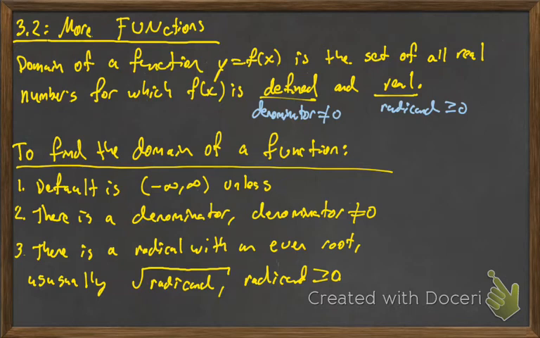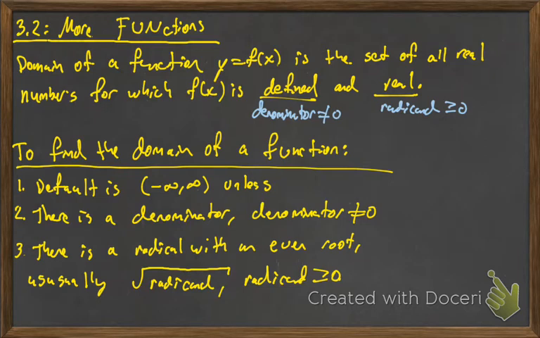So the domain of a function y equals f of x is the set of all real numbers for which f of x is defined, which for us means the denominator is not 0, and real, so we're not going to get any complex numbers. So that's going to be the radicand, the thing under the square root, is greater than or equal to 0.